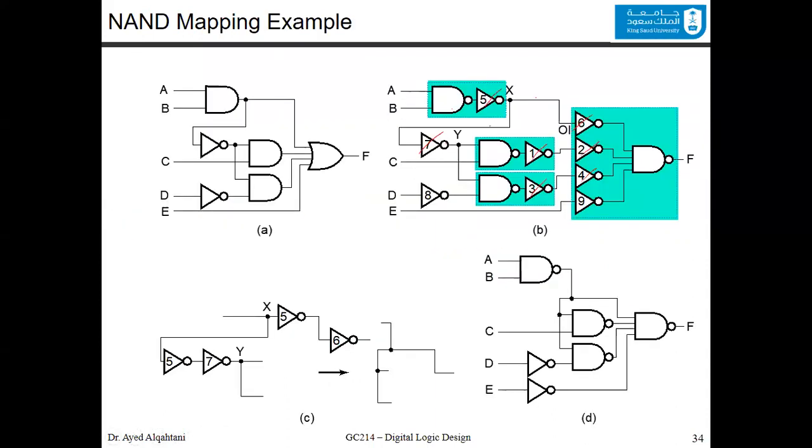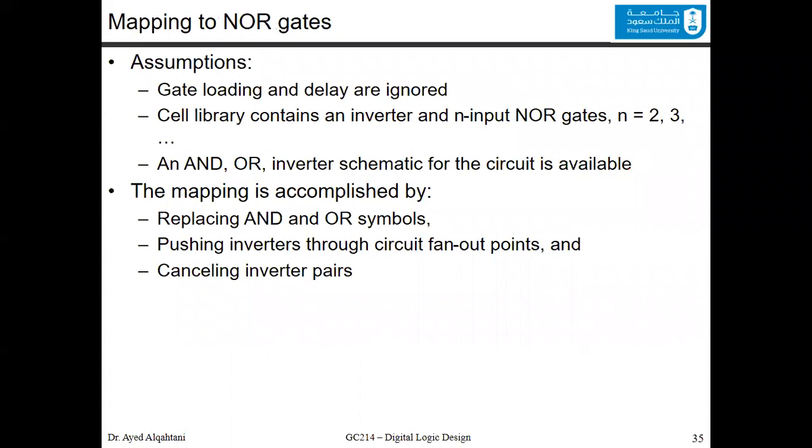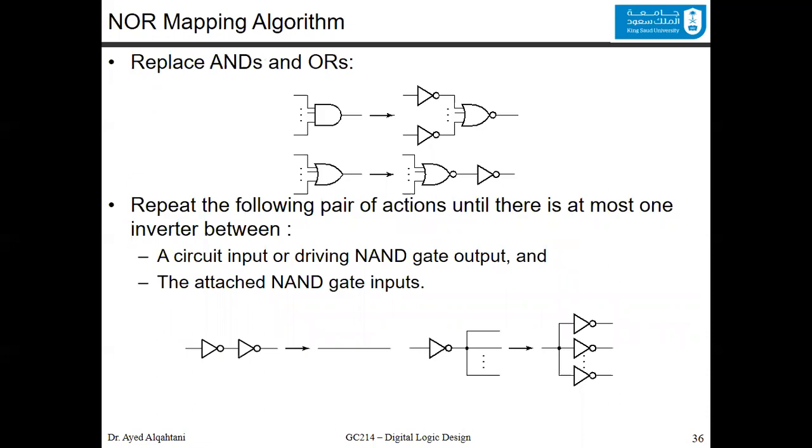We could do a similar thing for mapping to NOR gates. So again, the assumptions: the gate loading and delay will be ignored. In the cell libraries, you have as many inputs as you need of the NOR gates, and the AND or inverter schematic for the circuit is available. The mapping is accomplished by replacing the AND and the OR gates and pushing the inverter through the circuit up to the output. And if you have certain inverters, you could cancel them together.